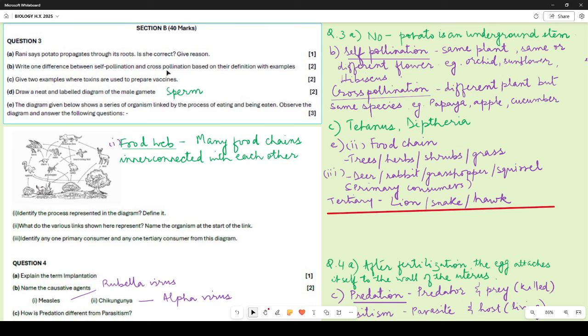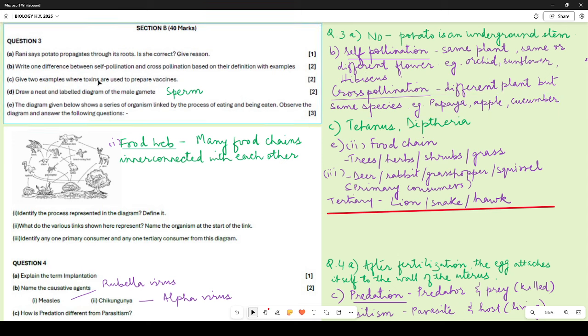Write one difference between self-pollination and cross-pollination based on the definition with examples. In self-pollination, what you have to remember is that the pollen grains are transferred from the anther to the stigma of a flower, either in the same flower or a different flower of the same plant. Examples: orchid, sunflower, hibiscus. In cross-pollination, the pollen from the anthers of a flower is transferred to the stigma of a flower on a different plant but of the same species. Examples: papaya, apple, cucumber, anything you can write.